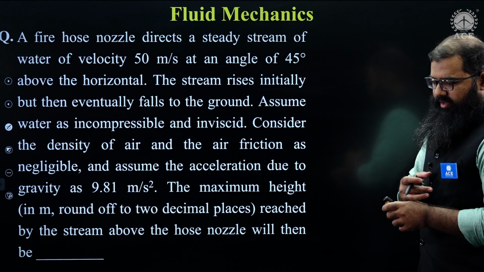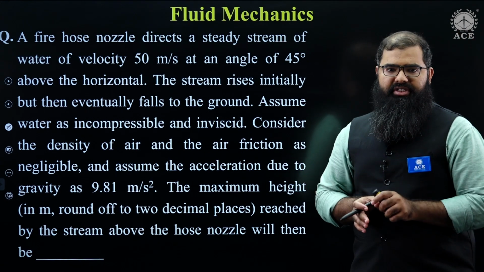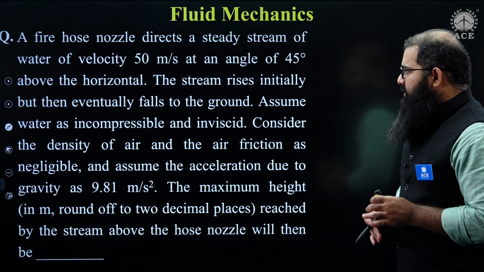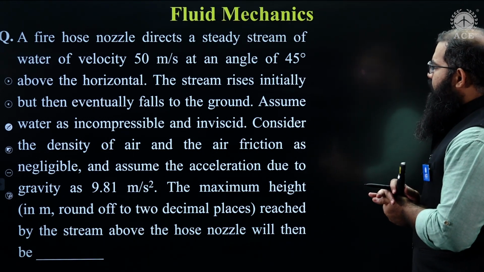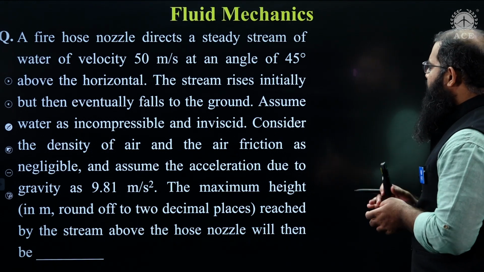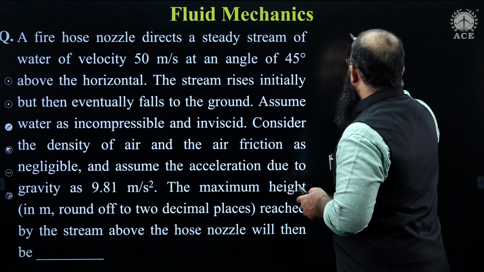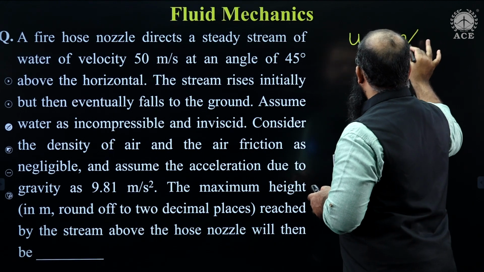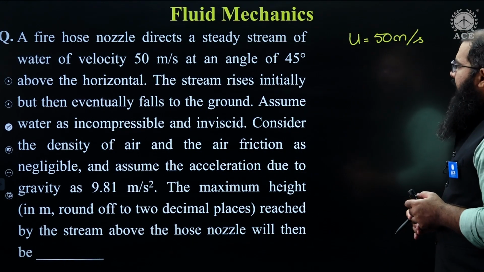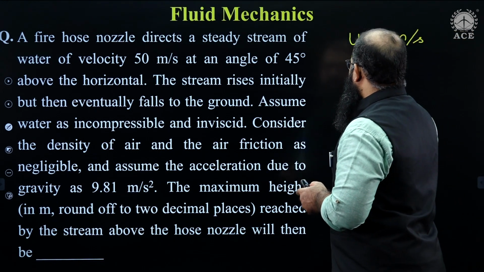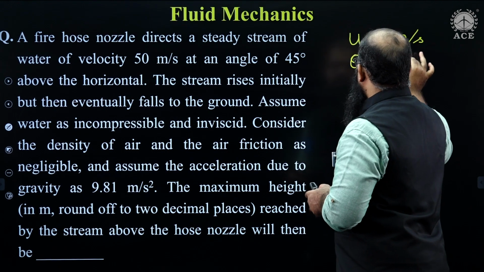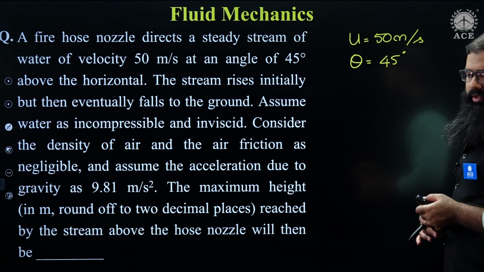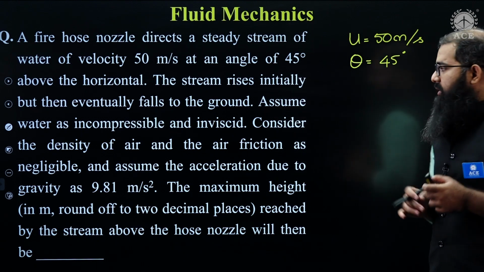Look at this question. This question is from the topic of free liquid jet, which is similar to projectile motion in engineering mechanics. The question reads something like this. A fire hose nozzle directs a steady stream of water of velocity 50 meters per second. So first of all, let us mention that the velocity u I am using over here is equal to 50 meters per second, given data, at an angle of 45 degrees to the horizontal. Let us say I prefer theta for the angle, 45 degrees. The stream rises initially but then eventually falls to the ground. Okay, so it has completed one entire projectile basically.